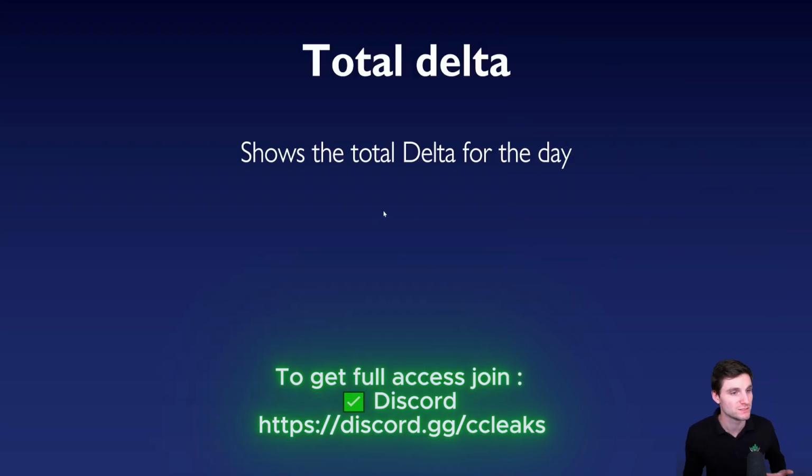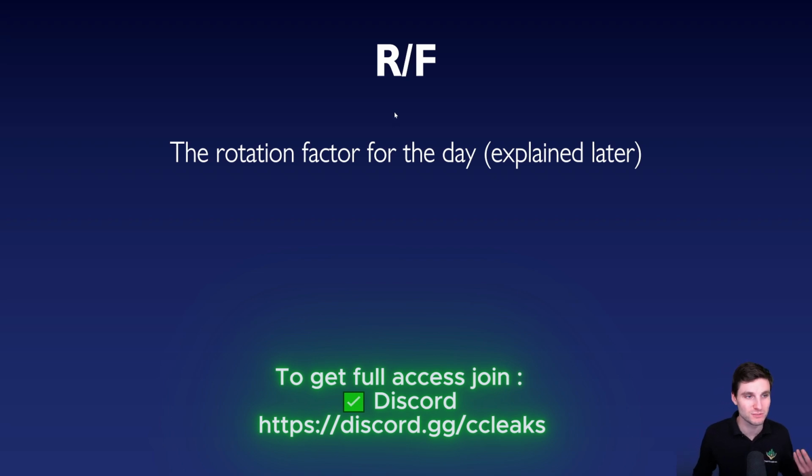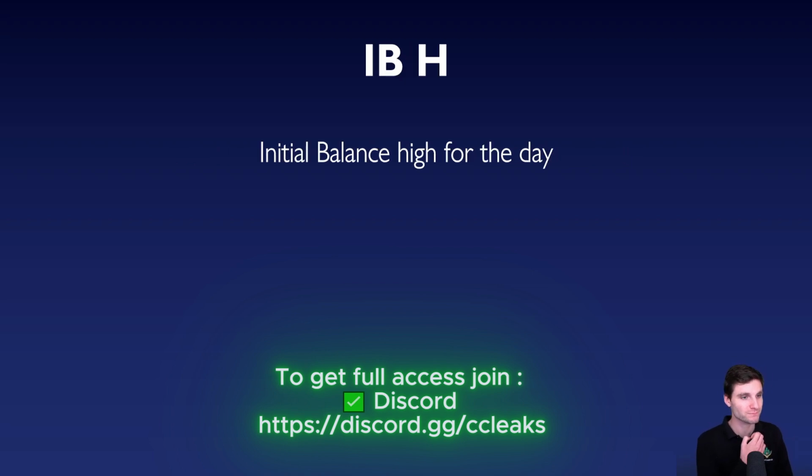Next we have the total delta, which naturally, really simple, shows the total delta for the day. Okay, the RF, which stands for rotation factor, and I'm going to explain this in a later slide. But just for now, you'll understand that the next one in the column is RF, which is just rotation factor. I'll explain that later in the stream.